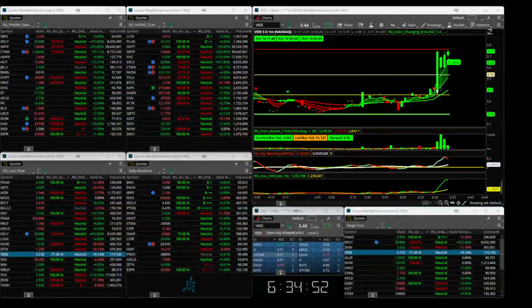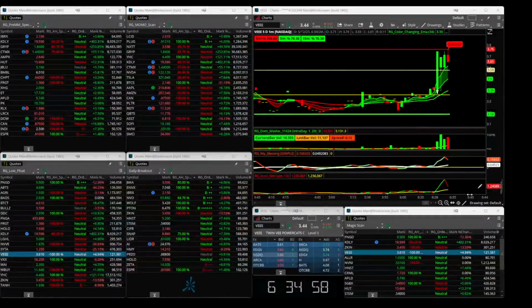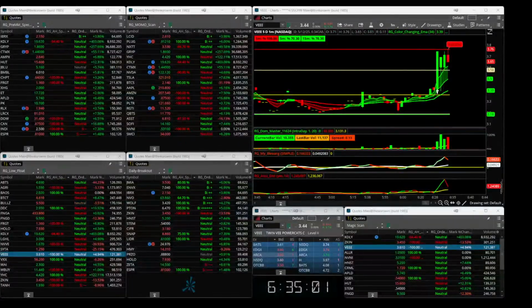VEEE. Looking at all the indicators, it's not a play. Not yet, anyway.